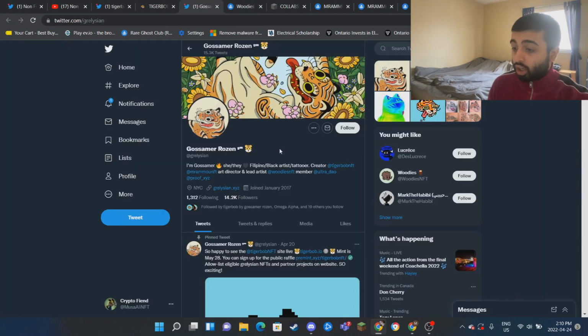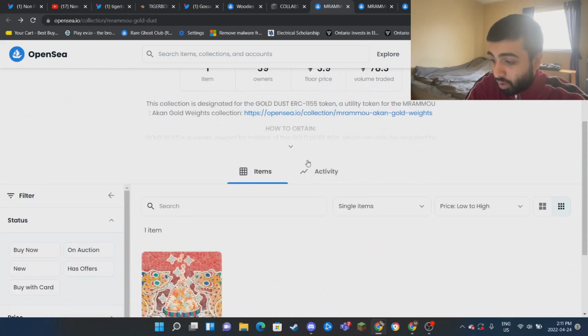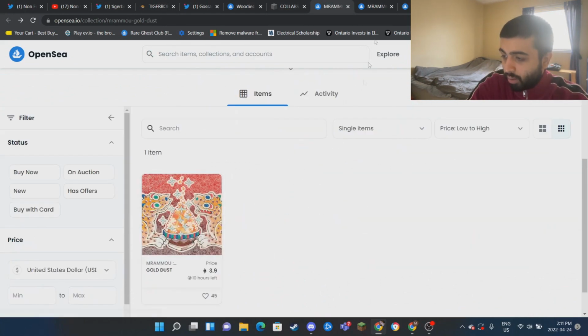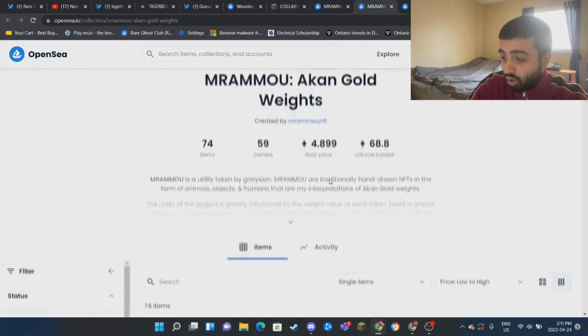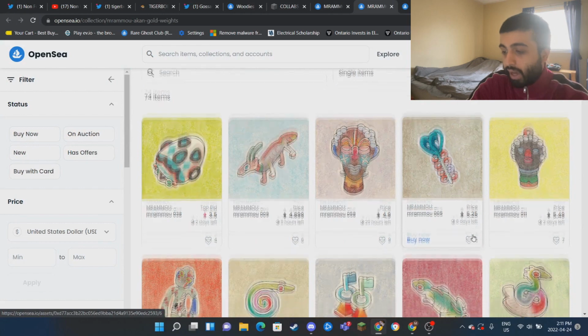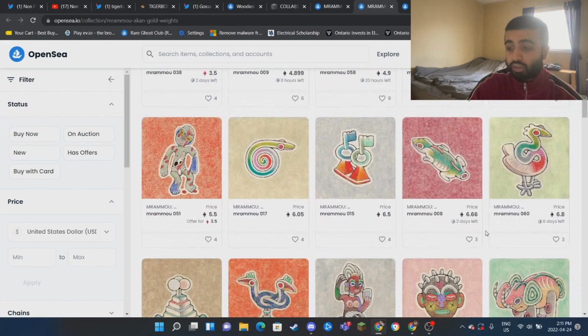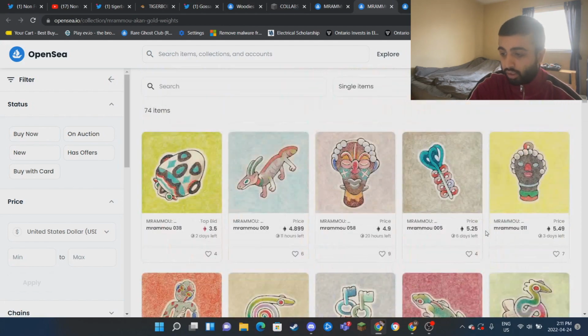As you guys can see on Gossamer's Twitter, it has a pretty large following, and a lot of people in the NFT space are following the page at 14.2k followers. We can also take a look at some of Gossamer's other collections, with the Muramu Gold Dust. You can see that has a floor of 3.9. Let's take a look at the Atkin Gold Weights. That's 4.89. And also keep in mind that if you actually get one of these, you get access to the allow list for Tigerbobs. So just keep that in mind.